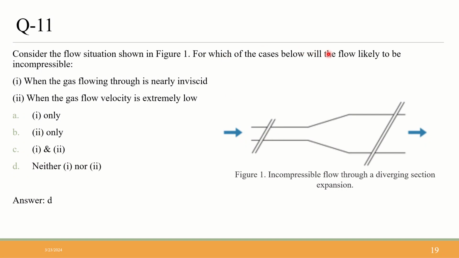So for which of the cases below will the flow likely be incompressible? It is mentioned incompressible flow through a diverging section, expansion. So the fluid is getting expanded. When the gas flow is nearly inviscid, false, and when gas flow velocity is extremely low, again it is false, because both the statements are wrong with respect to this context.